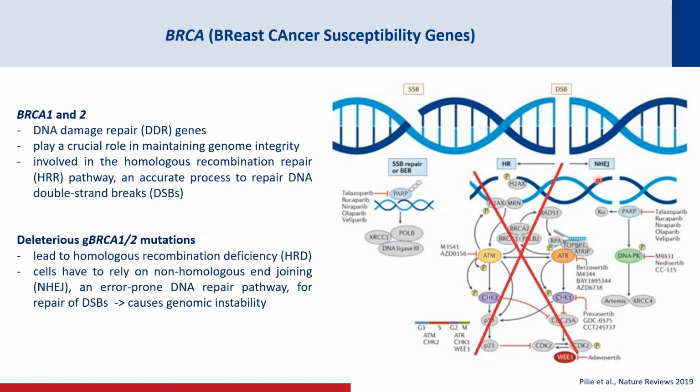In the non-homologous end joining pathway, both DNA ends are joined without consideration of homology, so it is a fast but error-prone repair process. As you can see, BRCA1 and 2 are involved in the very accurate homologous recombination repair pathway. Deleterious BRCA mutations lead to homologous recombination deficiency, where cells have to rely on the error-prone non-homologous end joining for repair of double-strand breaks, which accumulates DNA errors and causes genomic instability.